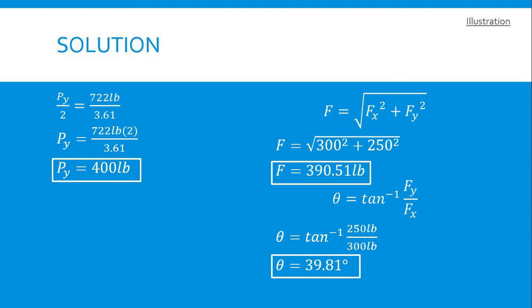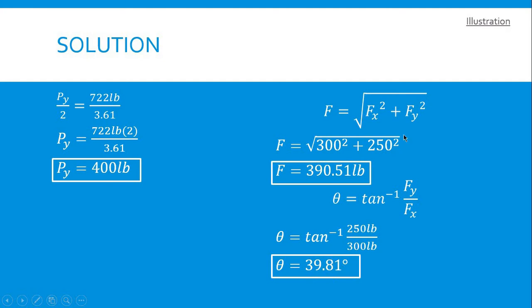So we get a total resultant F equal to 390.51 pounds. In getting the angle of inclination of the force F, we can use this formula: theta is equal to cotangent F of y over F of x. Substituting the given, theta is equal to cotangent 250 pounds over 300 pounds. So we can get the angle 39.81 degrees.